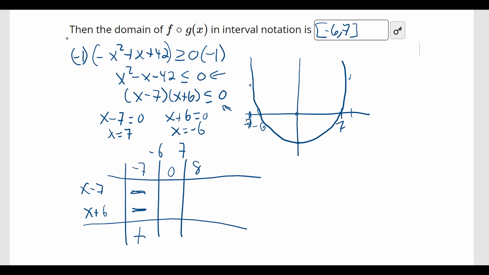If I put 0 in there, 0 minus 7 is a negative. 0 plus 6 is a positive. A negative times a positive is a negative. Put the 8 in there. 8 minus 7 is a positive. 8 plus 6 is a positive. A positive times a positive is a positive. And so again, we're looking for a place where it's less than 0, so we pick this region. If we were looking for something bigger than 0, that means we're looking for something bigger than 7 and smaller than -6, and we get two regions where we do a union. But that's how we get this value.